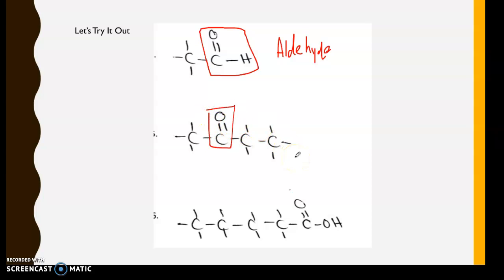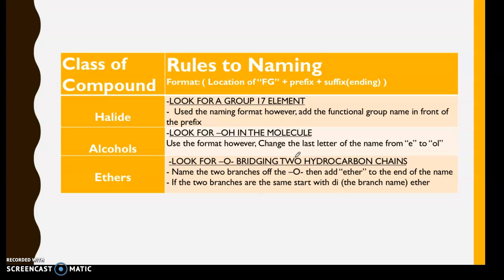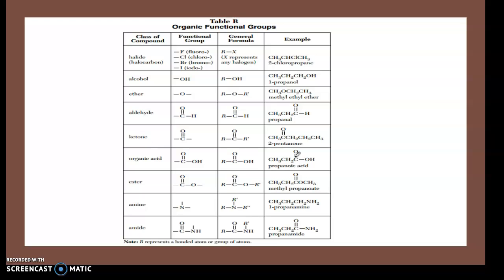So I have a carbon that's double bonded to an oxygen. Let me look at table R to see what type of functional group and what is the class of compound. So once again, it can be a halide, can be an alcohol, can be an ether, because none of them have a carbon double bonded to an oxygen.